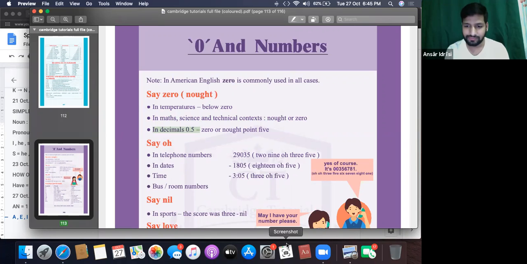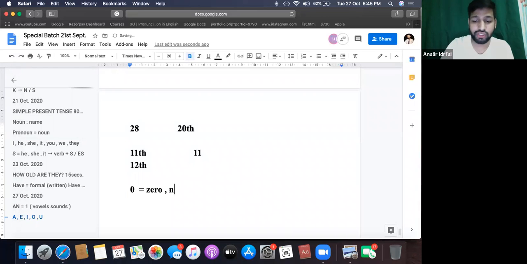Correct? Or science and technology के अंदर हम लोग 0 को not भी बोलते हैं. So 0 को zero बोलते हैं point number 1. 0 को not भी बोलते हैं point number 2. Okay? In science and technology we can say not. Next one, we can say 0 to duck.